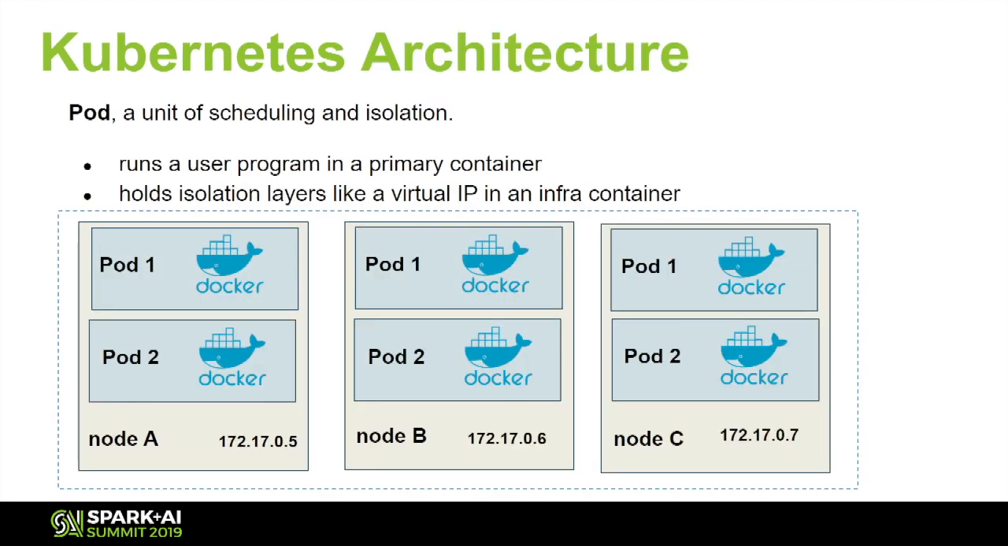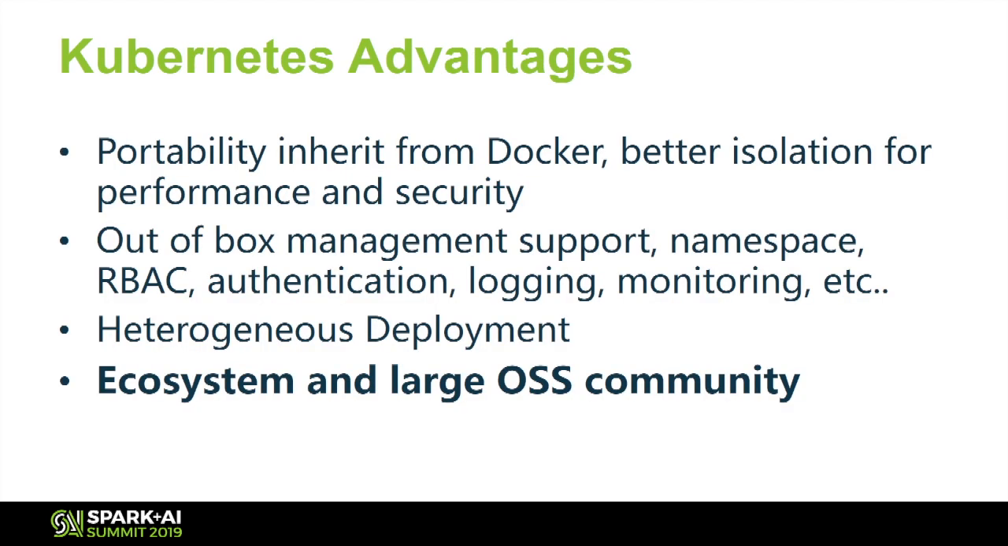So briefly, on the architecture of Kubernetes, I think the key concept here is the pod. That is a wrapper, a unit of scheduling and isolation. Basically, you can have different pods across different machines. The daemons or containers within the same pod can communicate with each other, but the pods are isolated from one another.